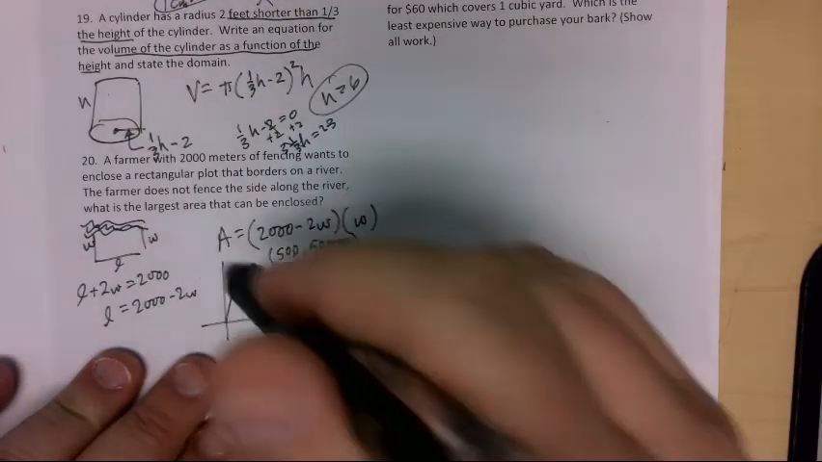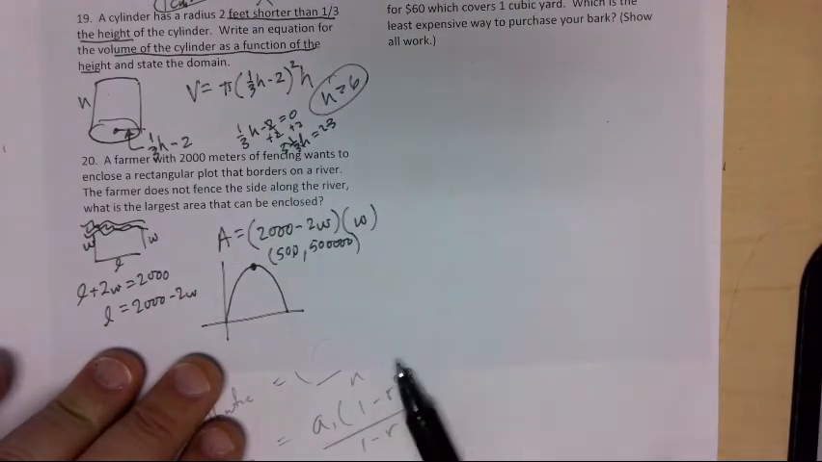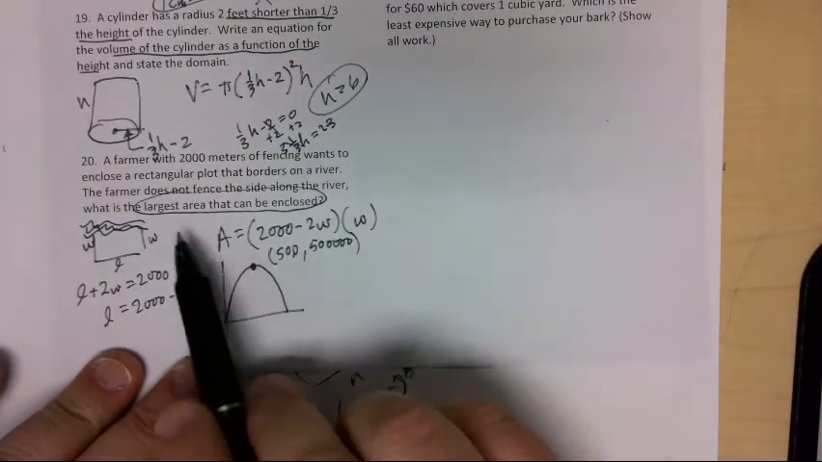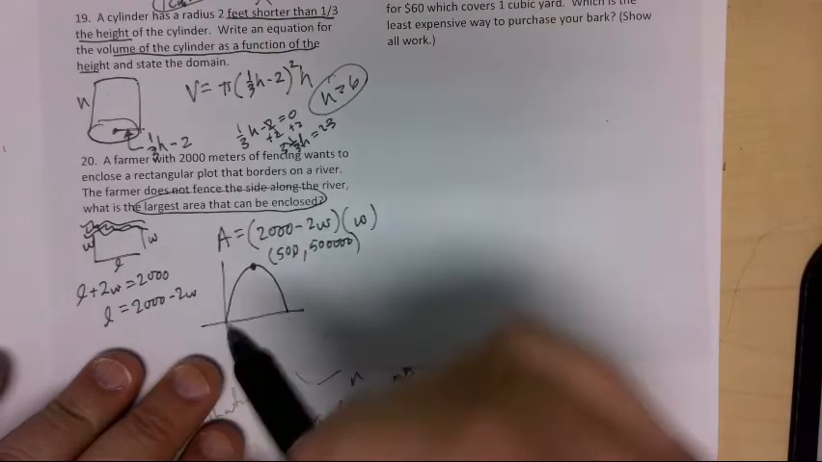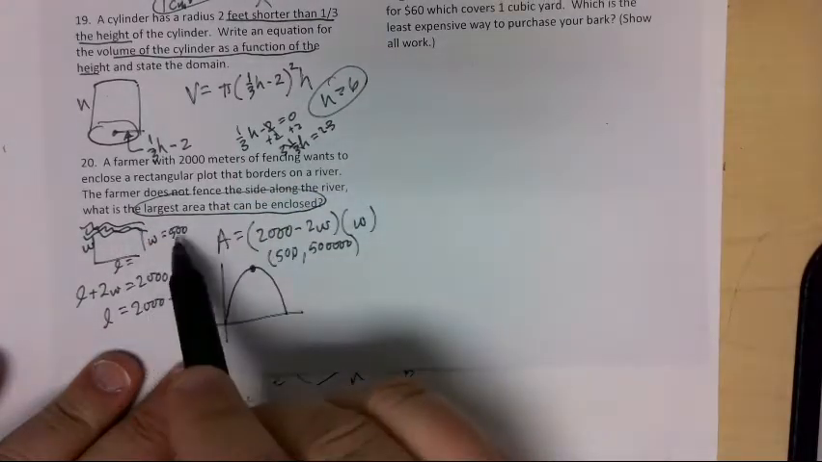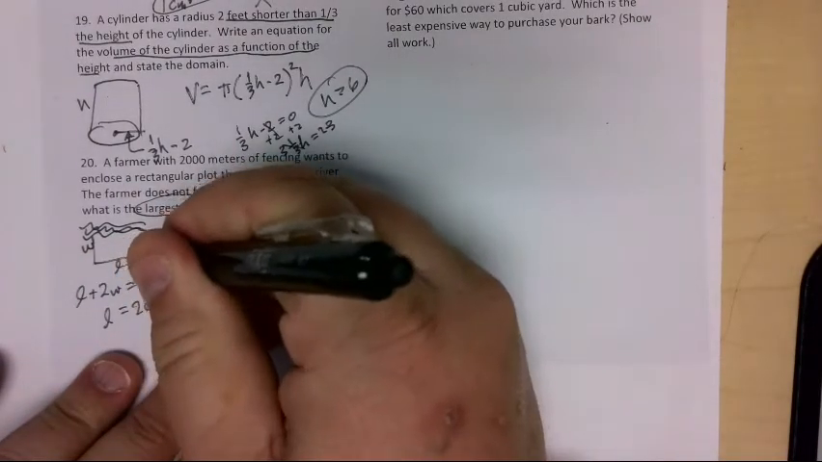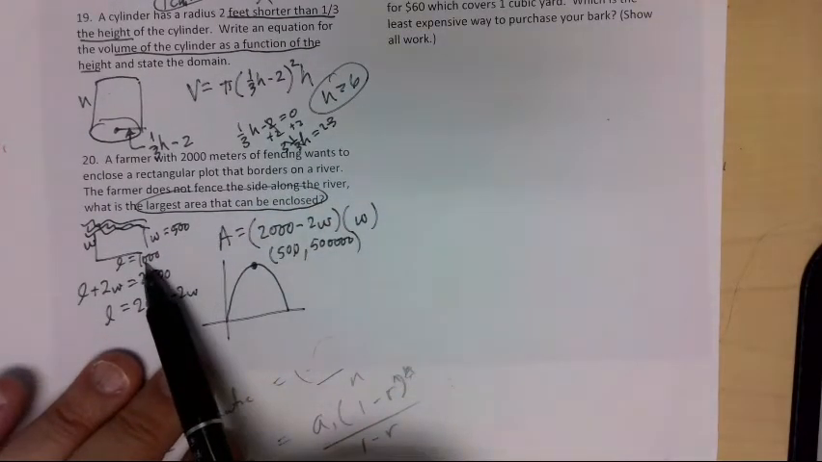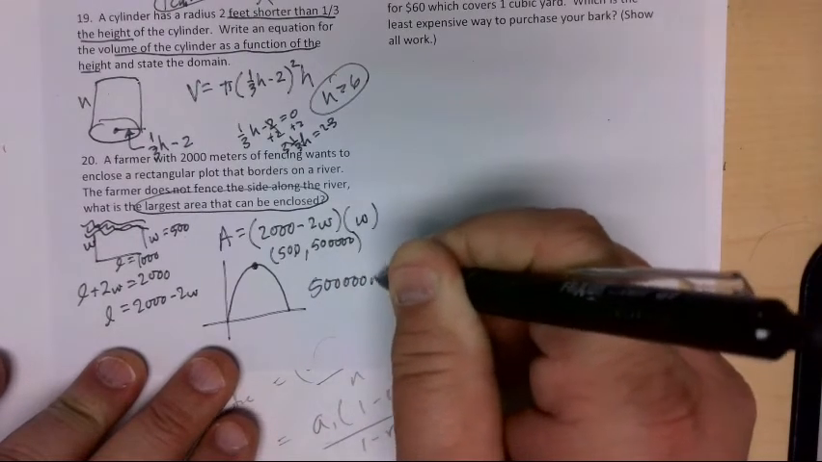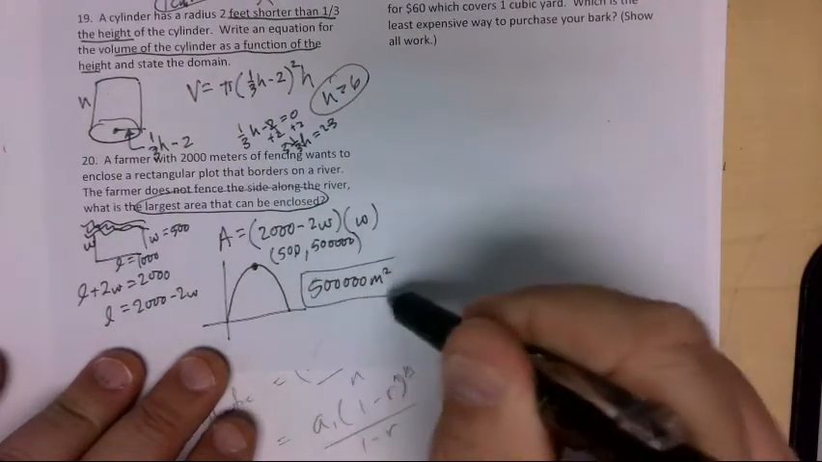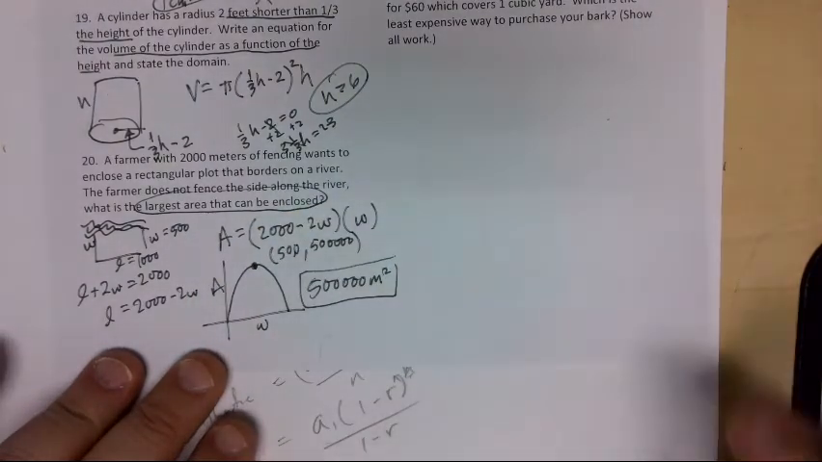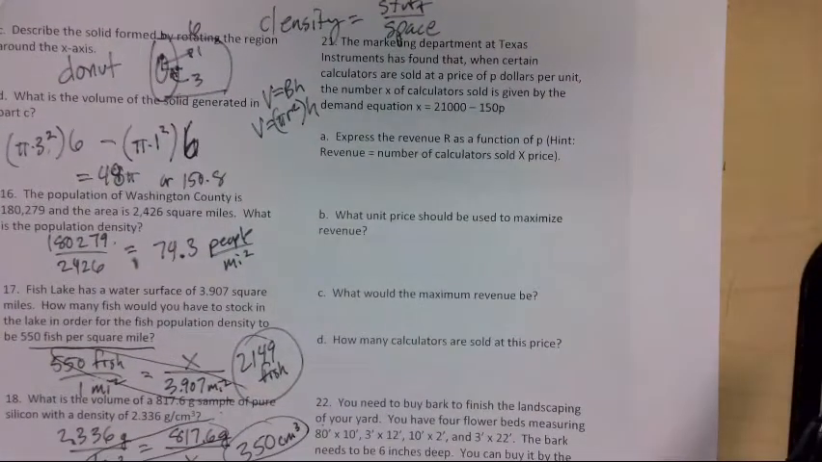Okay, and this wants to know what's the largest area. Well, the largest area is this. See, this 500 is the width because that was my input variable. So the width is 500, which means if I take 2000 minus 500 minus 500, I get 1000. So the largest rectangle is 1000 meters by 500 meters, but the largest area it encloses is 500,000 square meters. Because this point is the width and the area. See, width is down here and area is on that axis. Cool.